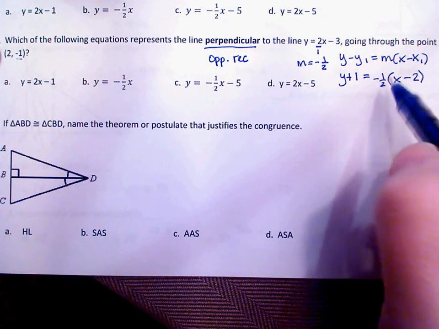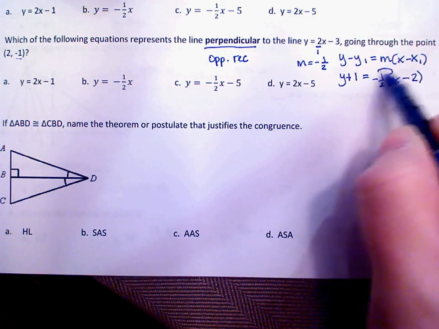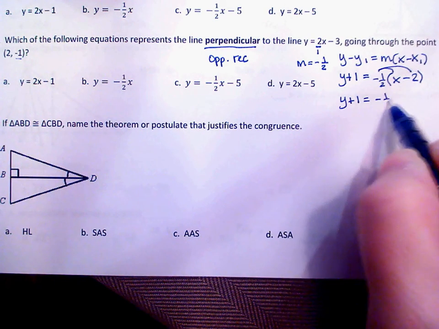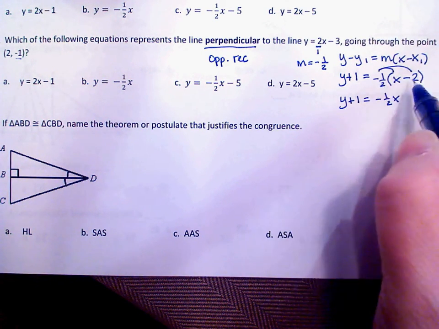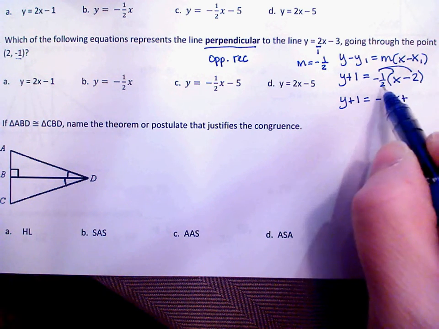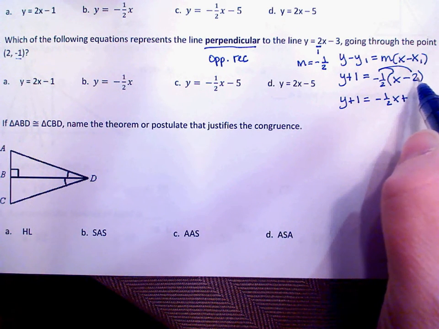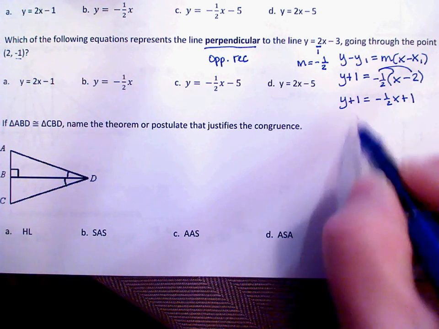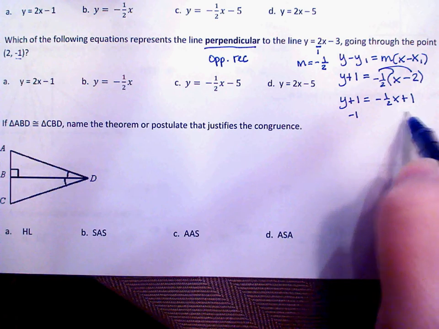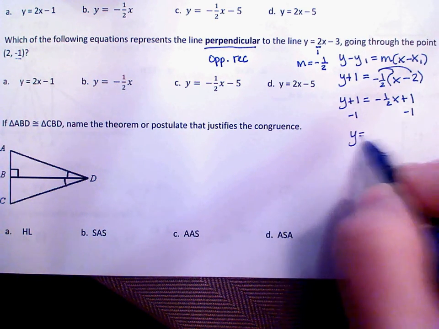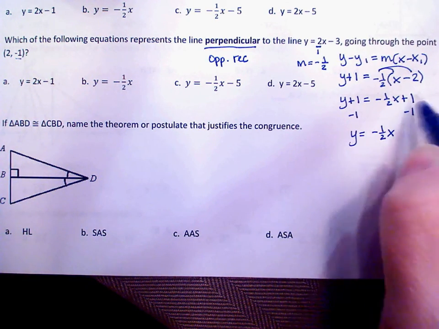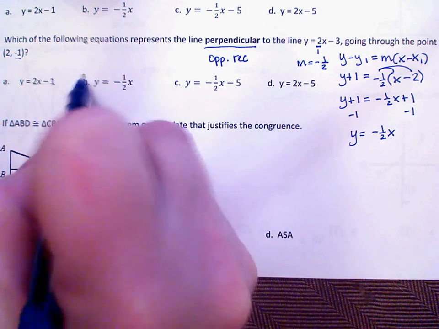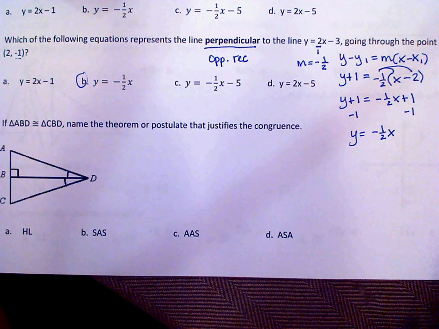Again, just like number 3, we're going to distribute to get rid of the parentheses. So we have y plus 1 equals negative 1/2 x, and then a negative times a negative is a positive. The 2 in the denominator and the 2 in the numerator cancel. They just equal 1, and you'd have 1 times 1, which is 1. Now we can get y by itself by subtracting 1 from both sides, and we get y equals negative 1/2 x, and that just is 0, so just negative 1/2 x. So our correct equation is B, y equals negative 1/2 x.